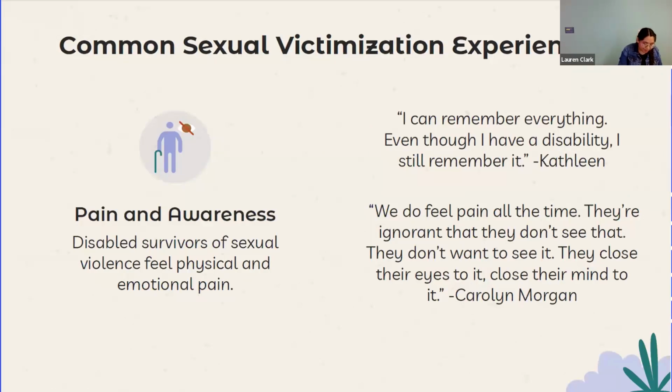The next common experience we will talk about is pain and awareness. Sexual violence is known to inflict both physical and emotional pain on survivors, but individuals with disabilities are often subjected to additional challenges and misconceptions in acknowledging and addressing this pain. One common assumption is that individuals with disabilities may not fully comprehend or feel the emotional and physical impact of sexual violence, which can lead to further neglect of their experiences and an underestimation of the severity of the trauma. In reality, disabled survivors experience profound physical and emotional pain as a result of sexual violence, regardless of their ability to articulate or express it.